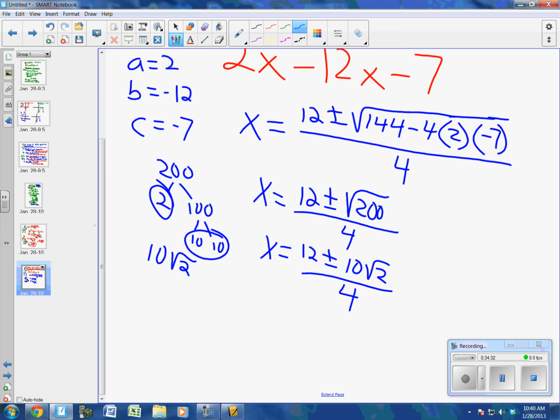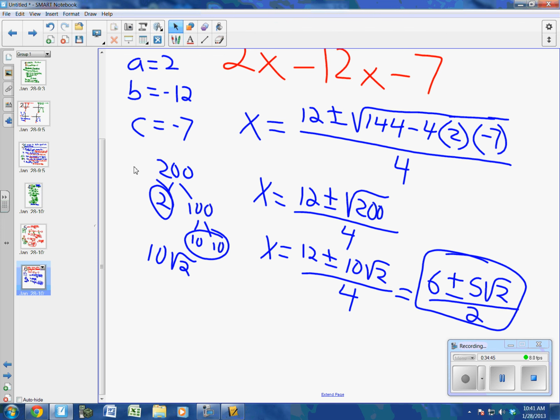And I know that 2 will go into 12, 10, and 4. So 2 will go into 12 6 times. It will go into 10 5 times. And it will go into 4 twice. And that right there, you guys, is my answer.